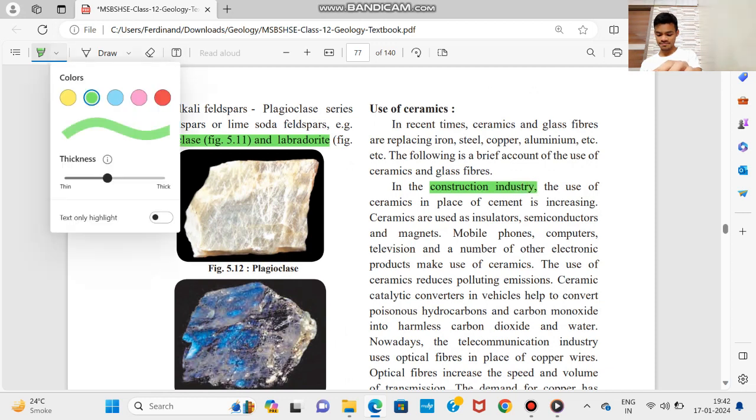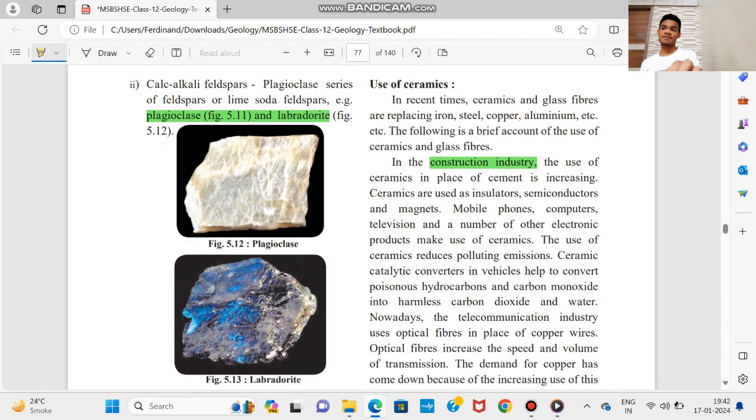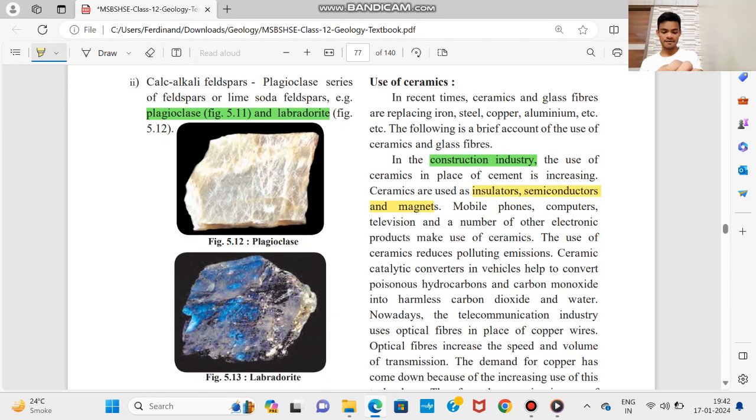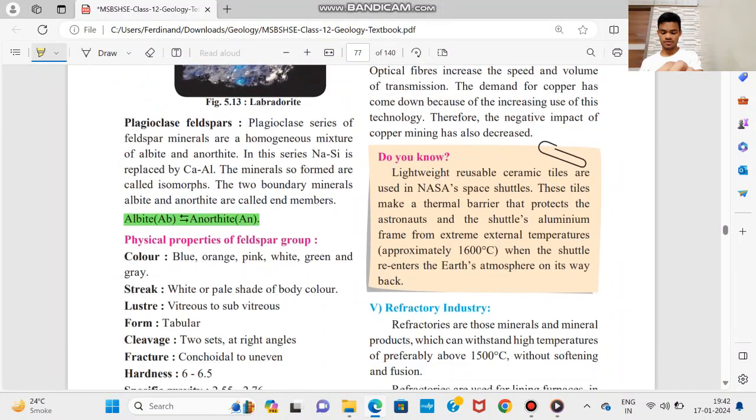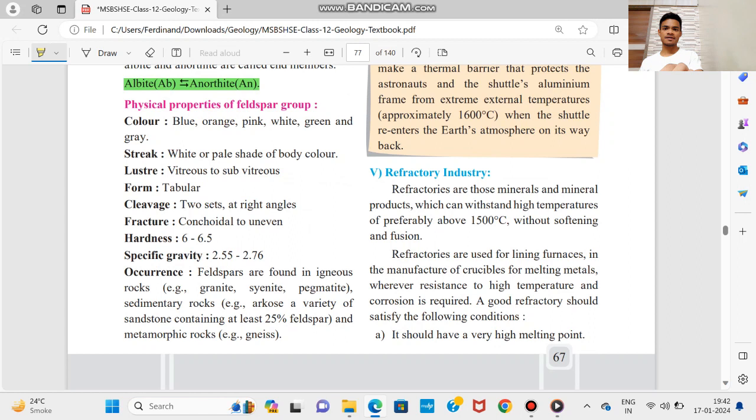Physical properties. Use of ceramic. Yes, this is an important part. It is used in the construction industry. They are used as insulators, semiconductors, magnets, and use of ceramic in pollution emission. So that's it, nothing much.